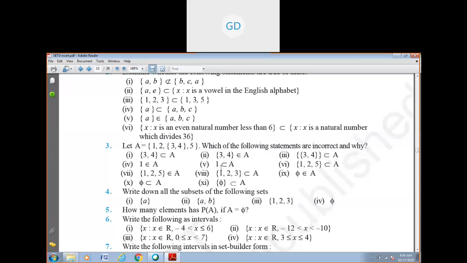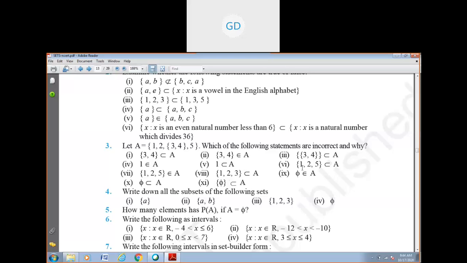To place the subset symbol, both must be sets. If the first one is a set and the second one is also a set, then we can compare whether the first is a subset of the second or not. Both must be sets. Here, the left-hand side, 1, is an element and the right-hand side is a set. So an element cannot be a subset of a particular set.